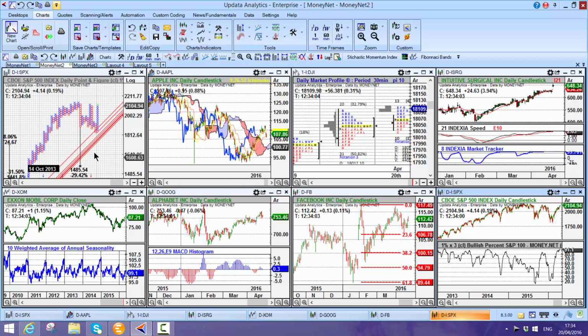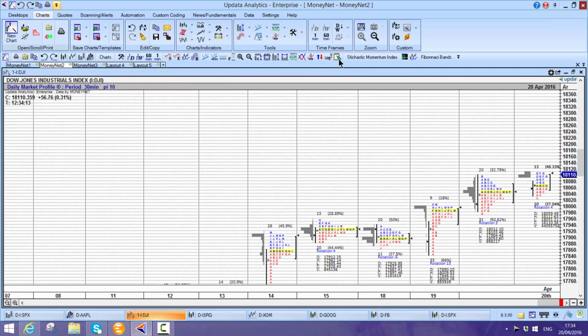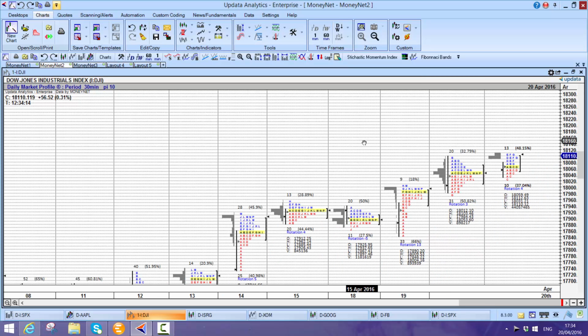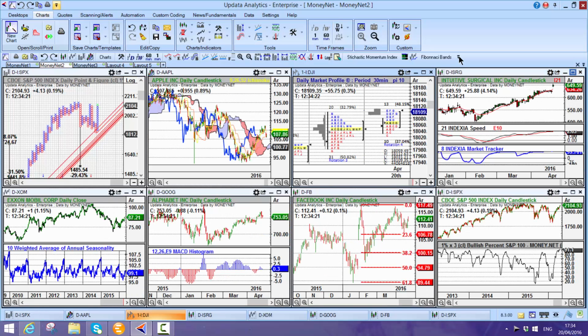And here we see point and figure charts. Updata's point and figure is really second to none, and we'll have a look at that in a minute. Cloud charts, full-blown CBOT market profile charts. Here we see the profiles, rotation factors, so real proper full CBOT market profile. All the sort of indicators that you can think of, lots of proprietary indicators. The system comes with over 1,000 pre-written studies, so there's just lots that you can do.